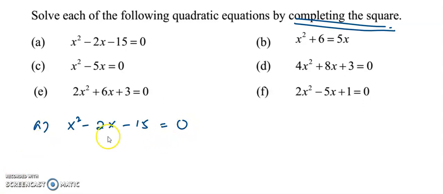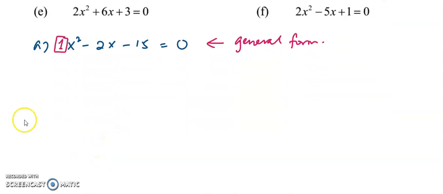To solve a quadratic equation by completing the square, the first thing we need to check is the general form. The quadratic equation must be in the general form, then we can start solving. The second thing we need to check is the coefficient of x squared. We must always make sure the coefficient of x squared is 1 first. Then we can start completing the square.